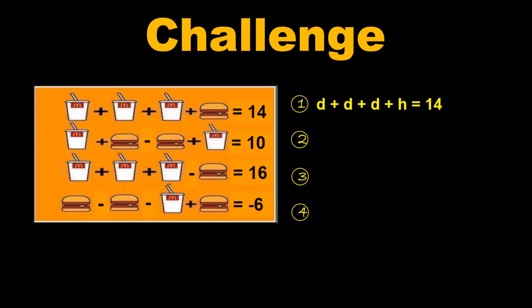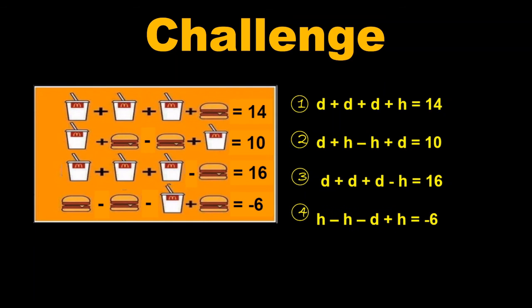For question 2, watch out for that minus sign. I've got 1 drink plus 1 hamburger minus a hamburger plus a drink, and that should be equal to 10. For question 3, I've got 3 drinks added together minus a hamburger, and that gives me 16. And for equation 4, I've got a hamburger minus a hamburger minus a drink plus a hamburger, and that gives me -6.